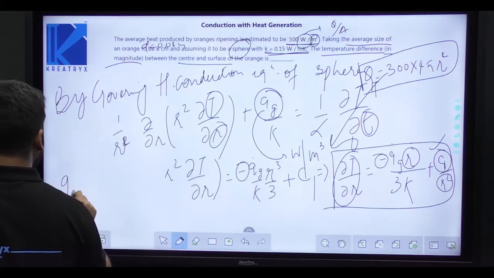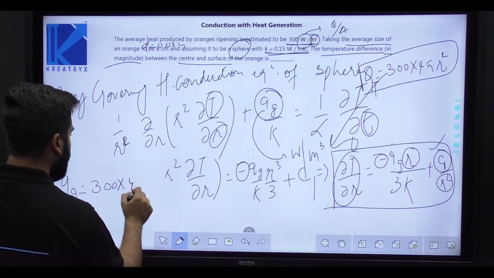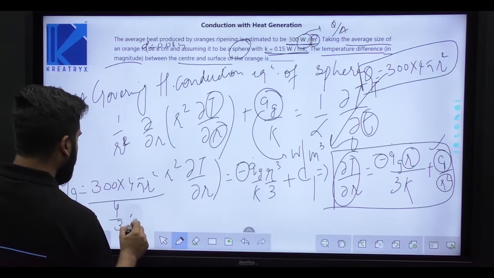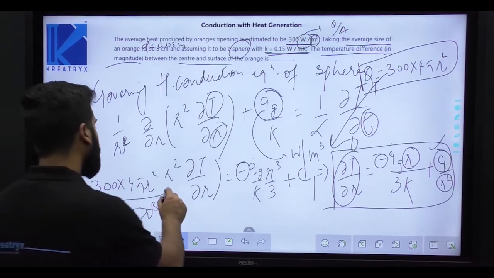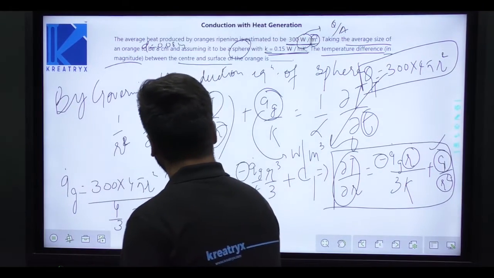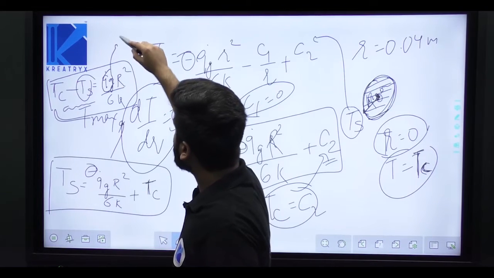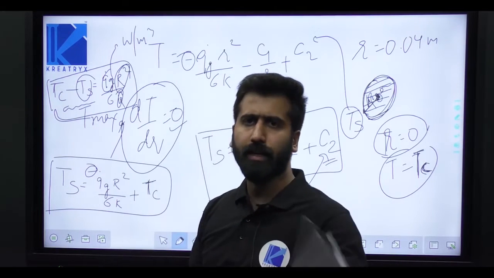So Q dot G will be equal to 300 into 4 pi r square by 4 by 3 pi r cube. This will be the value of Q dot G, in watt per meter cube. Okay. So Q dot G here will be in watt per meter cube. You know the value of R, you know K, you will directly get the answer.